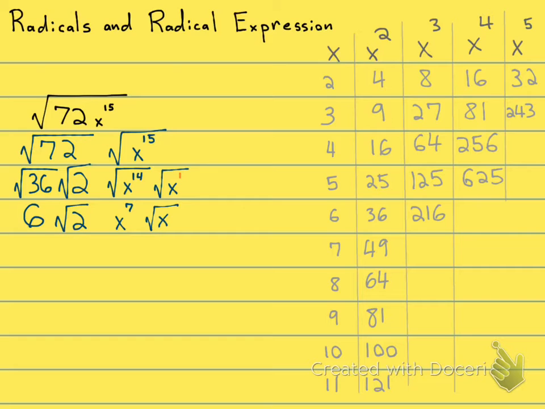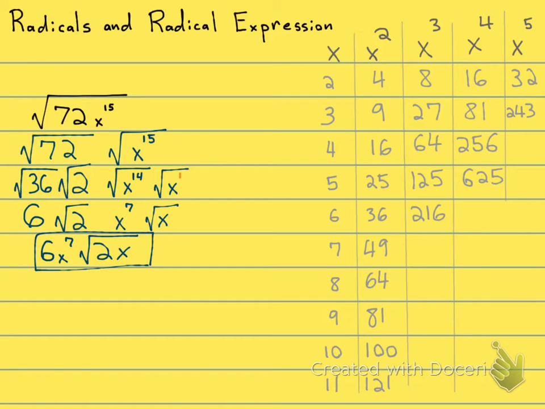All right, now I've simplified all I can. Let's clean it up and put it together. On the outside of the radical, I'm going to have 6x to the 7th. And inside the radical, I'm going to put these back together. 2 and x are still stuck under the radical. And that's it. You could stop here if that makes sense.